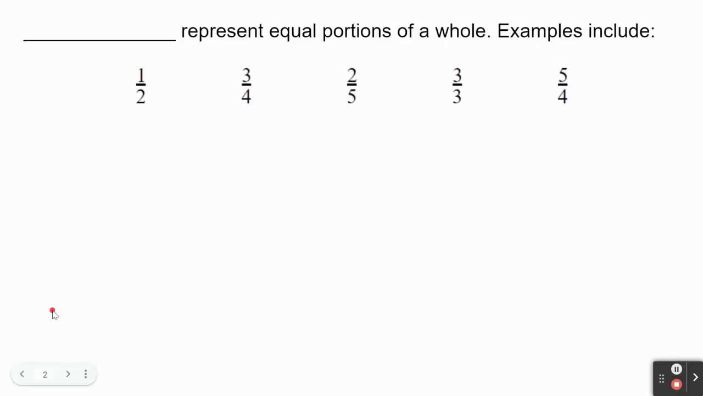Today we're going to be working on understanding fractions. Let's start with fill in the blank. So blank represents equal portions of a whole. Examples include 1/2, 3/4, 2/5, 3/3, and 5/4. All of these are examples of a fraction. So fractions represent equal parts of a whole.